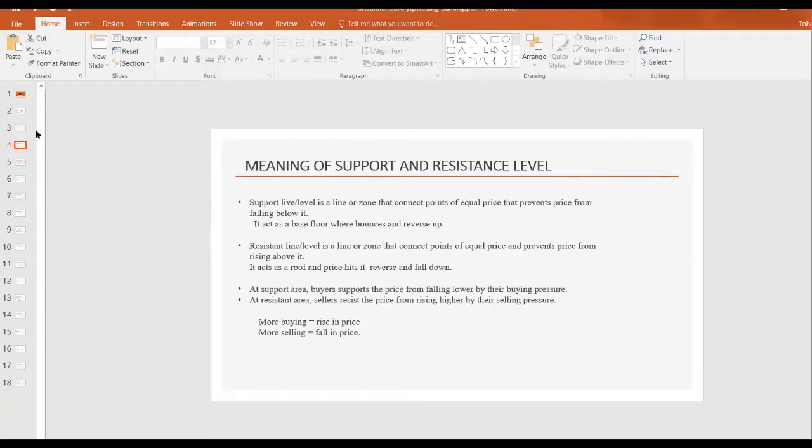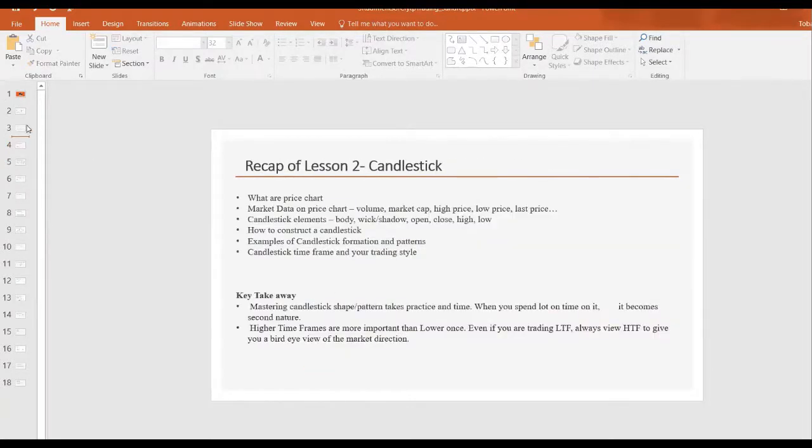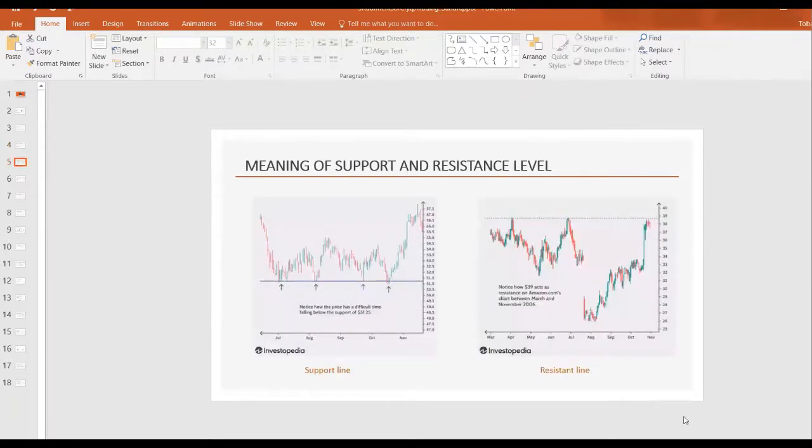I'm going to draw, I think, let me not start drawing. We'll see a lot of diagrams to explain it. But let's just try to get this theory. So at support area, let me quickly go to a diagram just to make it clear. Now, this support line.